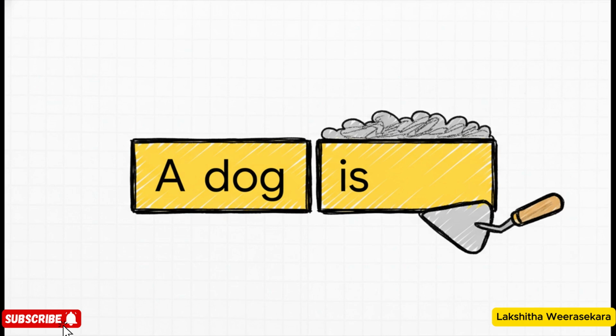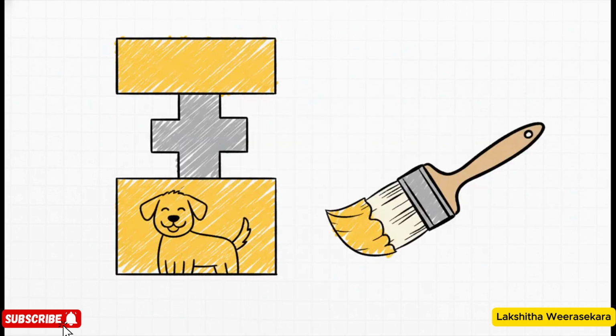Now we need an engine, something to connect everything and give the sentence some life. That's a verb's job. We'll use the verb is, which tells us about the dog's state of being. And for the final touch, let's add our paint, our adjective. What kind of dog is it? It's a friendly dog. And boom, there it is. A noun, a verb, an adjective. And together, they make a complete thought. A dog is friendly. We've built a real idea.